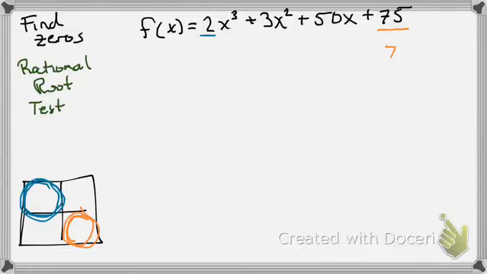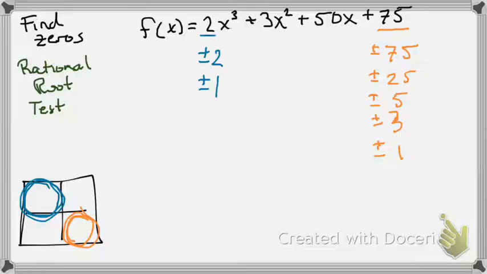So for 75, I have positive and negative 75. I've got positive and negative 25. I've got positive and negative 5. I've got positive and negative 3. And then ultimately I've got positive and negative 1. And similarly, we're going to do the same thing with the lead coefficient. So we have positive and negative 2 and positive and negative 1.